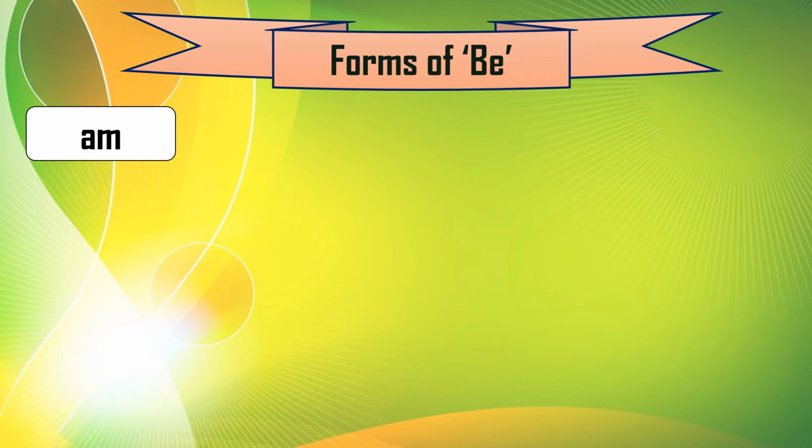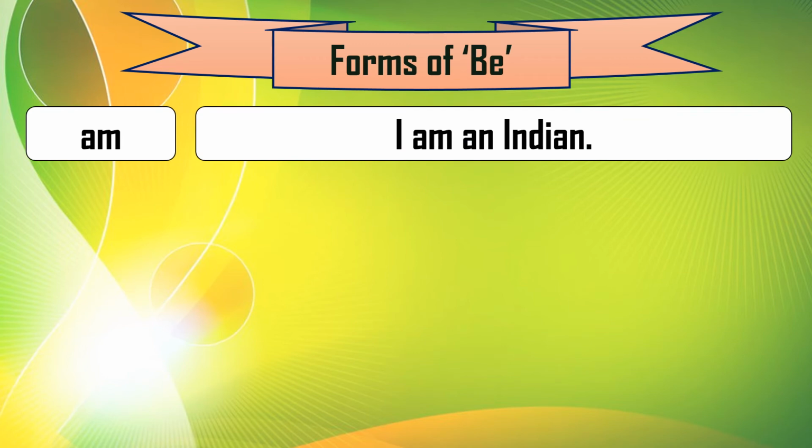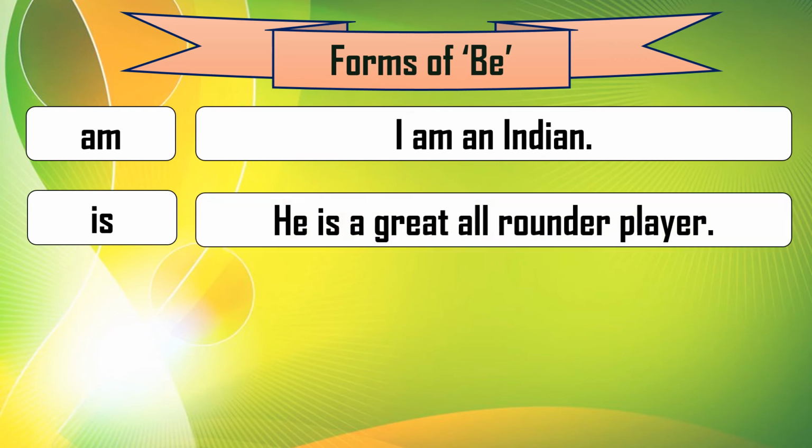So am. I am an Indian. It does not need any other main verb. It can be a meaningful sentence. You can form a meaningful sentence with am, with this auxiliary verb. It is a form of be. Then the next form of be is is. These are very commonly used forms.